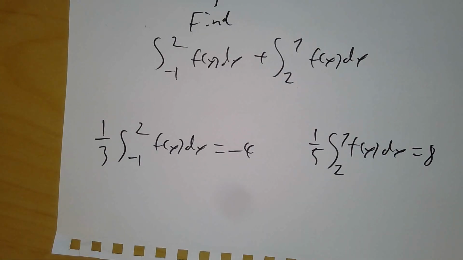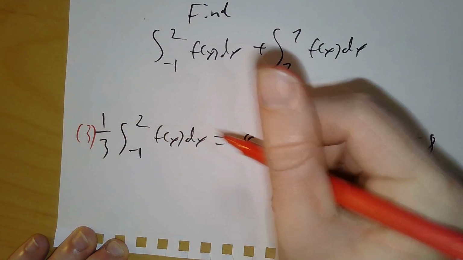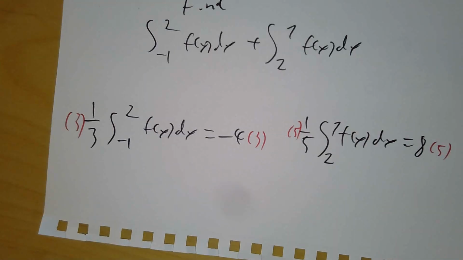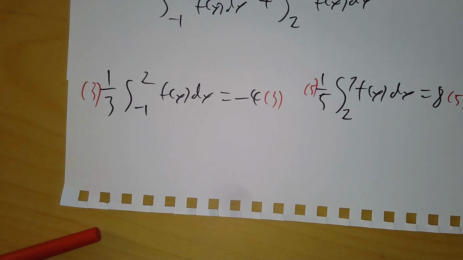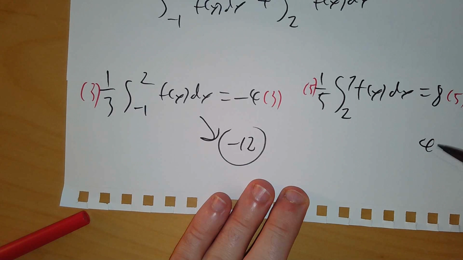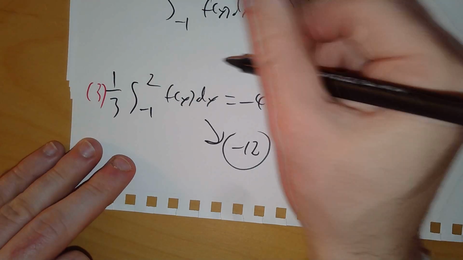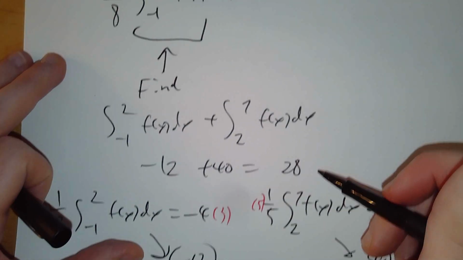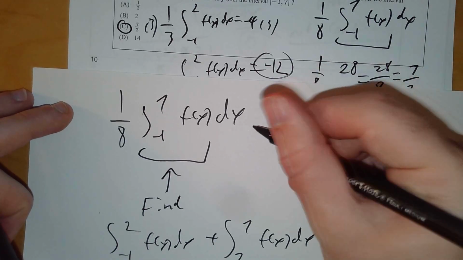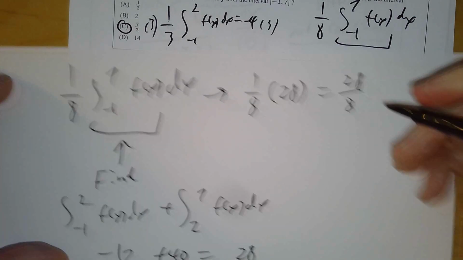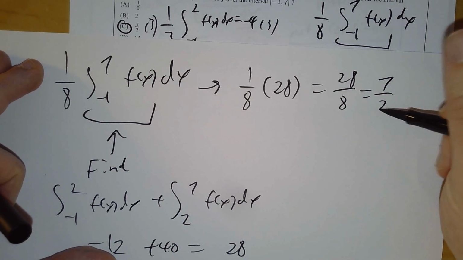And so I solved these by multiplying them by those fractions, by 3 here and 3 here, and then a 5 here and a 5 here. So I solved them and I got -12, right? And then that's 40. So this is really just -12 plus 40, which is 28. Then I could take that 28 and sub it back into this. So it's just 1/8 times 28, which is 28 over 8. Then I divided both top and bottom by 4, which is 7 over 2. And that was my answer.